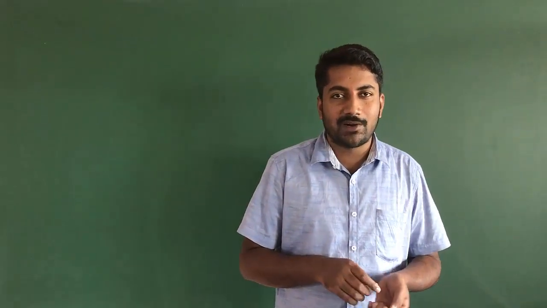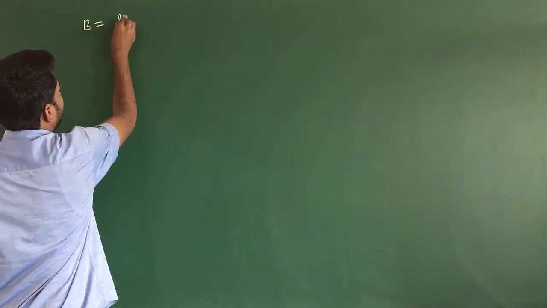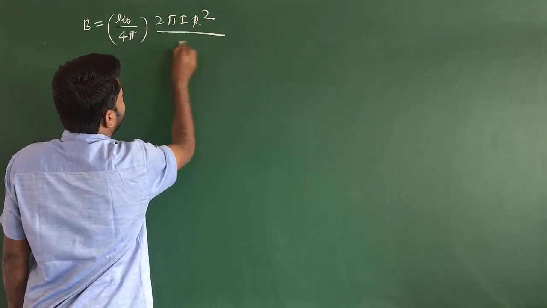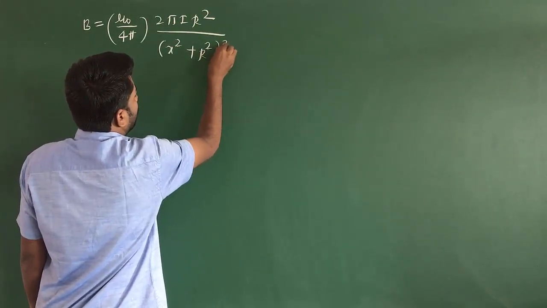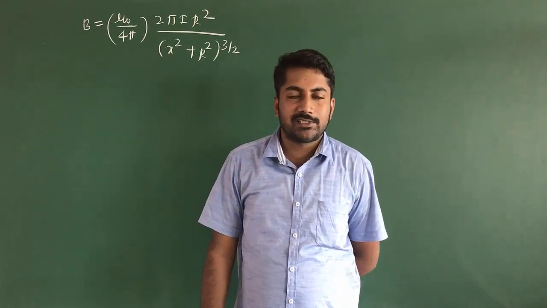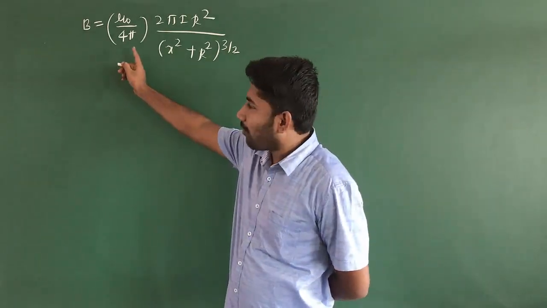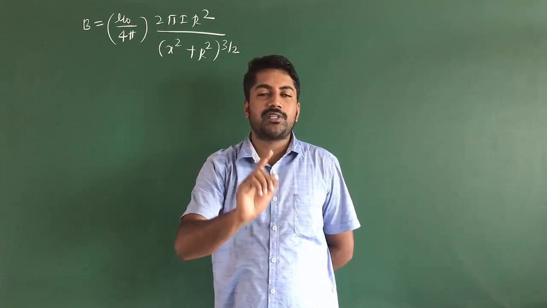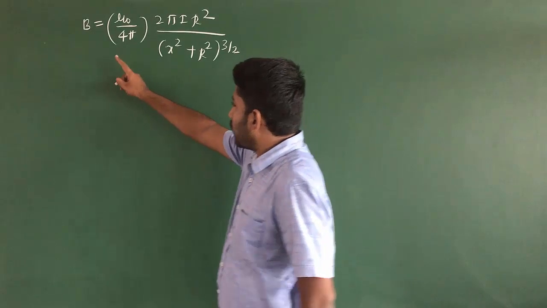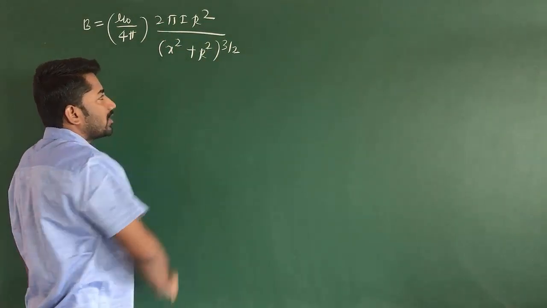In the previous video I already discussed that concept, that is B is equal to mu naught divided by 4 pi, 2 pi I into r square divided by x square plus r square whole to the power of 3 by 2, which is the expression for the magnetic field due to the circular coil, or the magnetic field due to the current carrying circular loop.